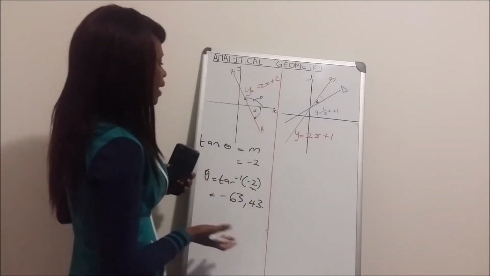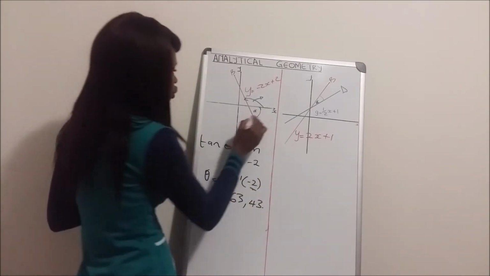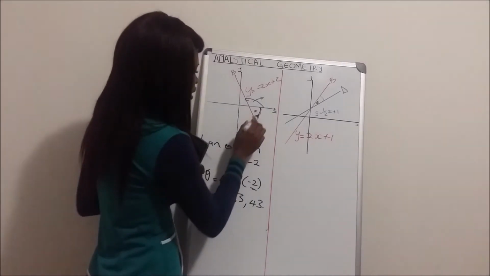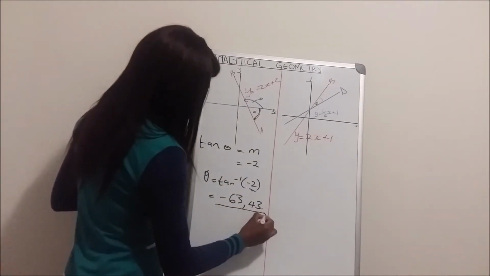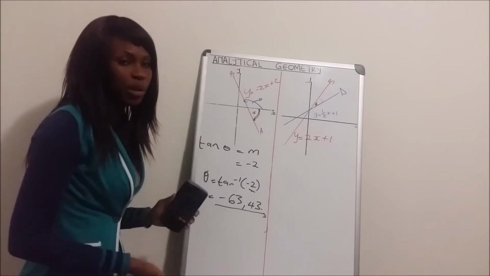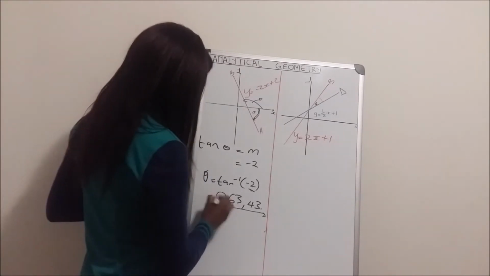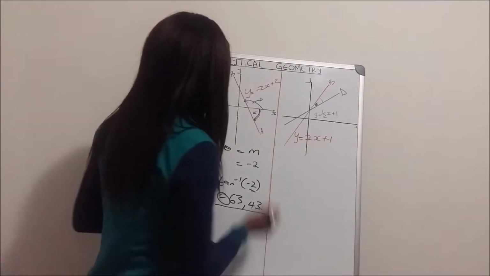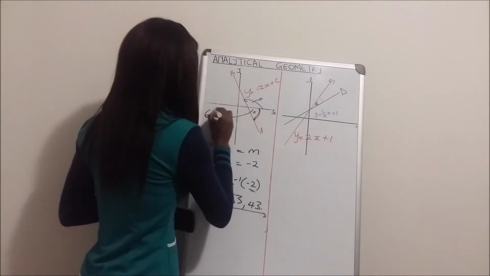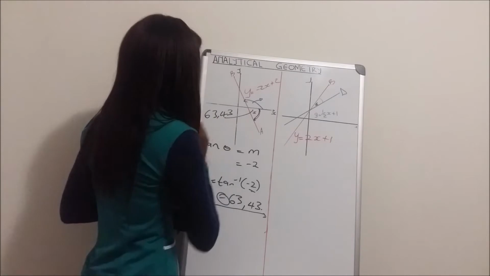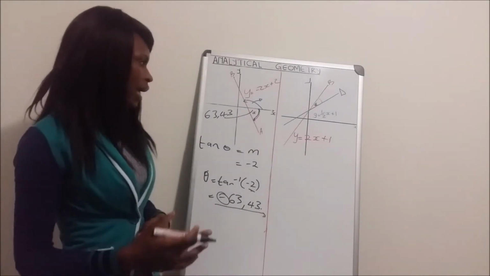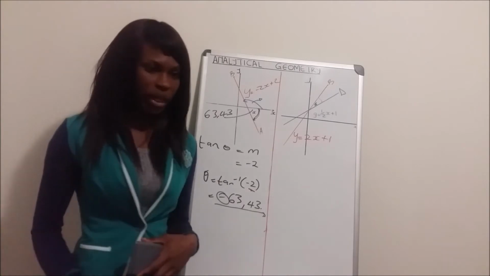Here I got negative 63.43. For this case we have already answered the question, since they wanted us to find this angle. If it's negative, that means the angle has been measured clockwise. The negative is just telling us that the angle is in the opposite direction. So here we have 63.43 degrees. I won't write the negative because we can already see that the angle is in the clockwise direction.